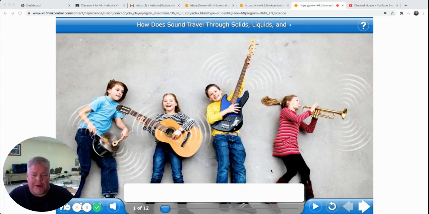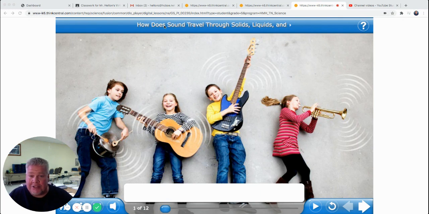Well, let's finish up our week as we've been talking about sound just about all week long in science. We'll finish it up with another digital lesson today, thinking about how sound travels through solids, liquids, and what do you think's missing? Should be the word gases there, shouldn't it? How does sound travel through these things?